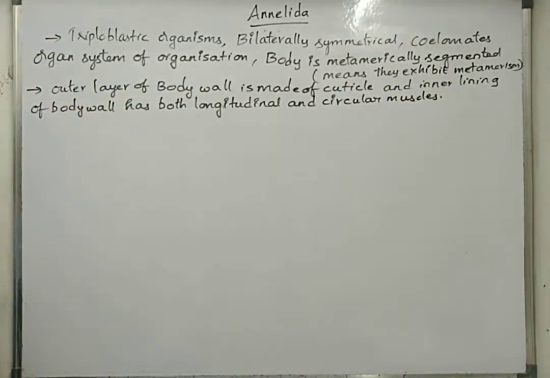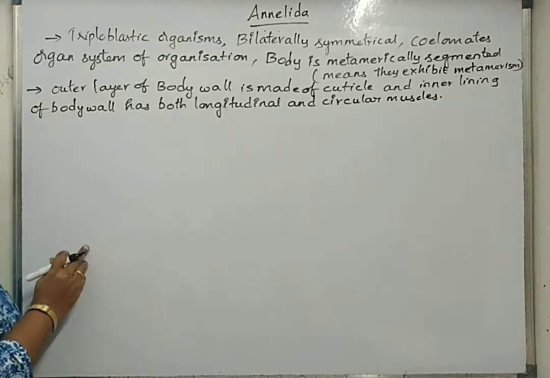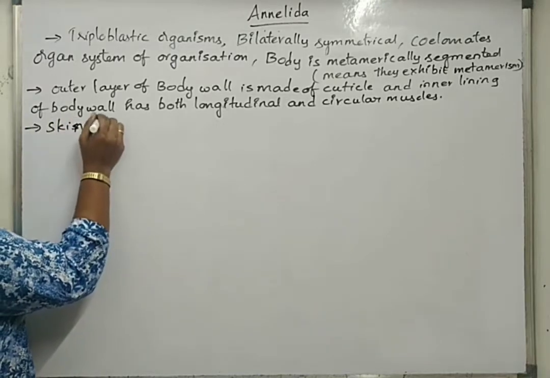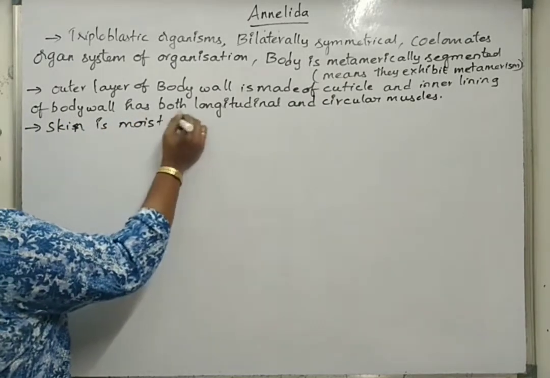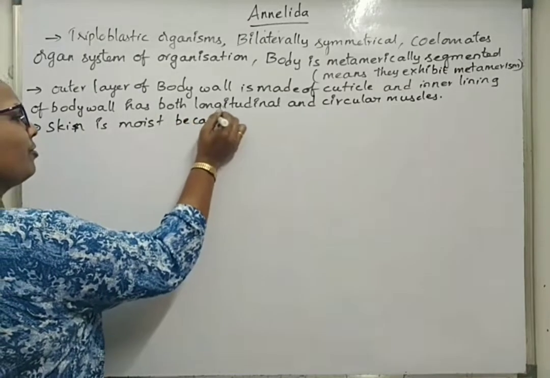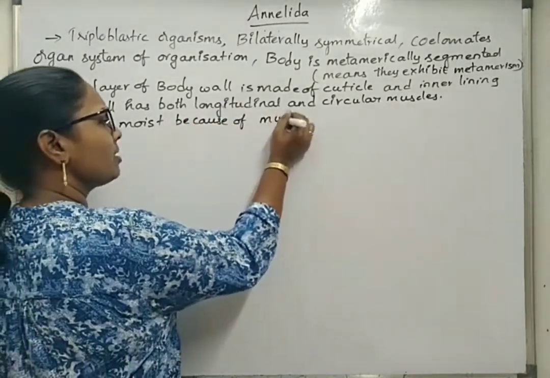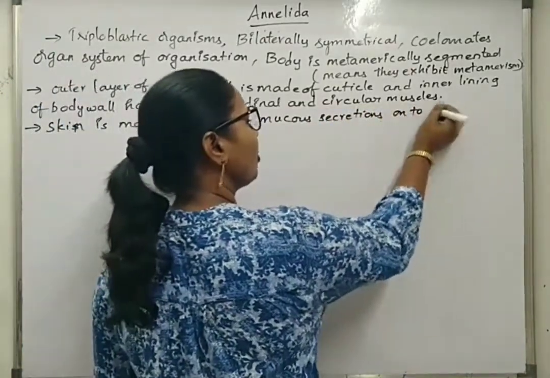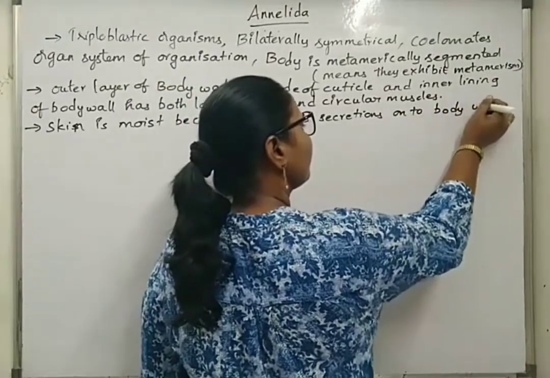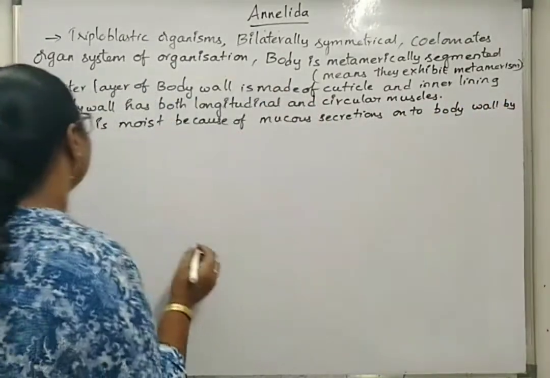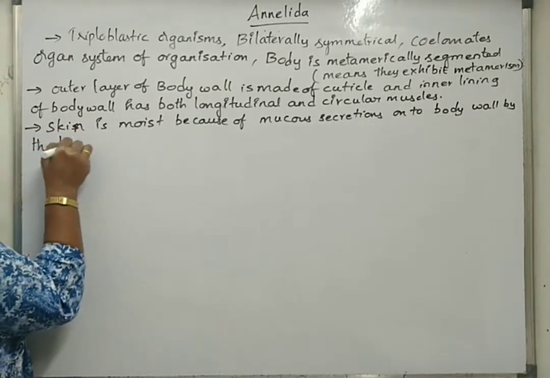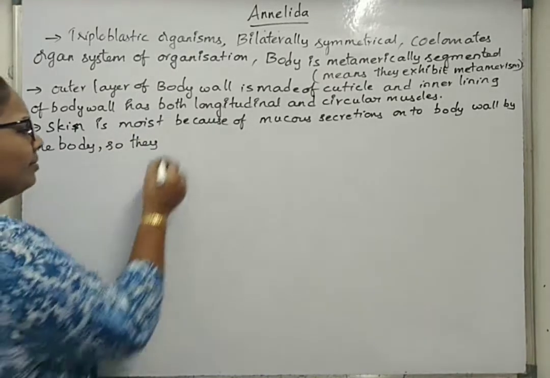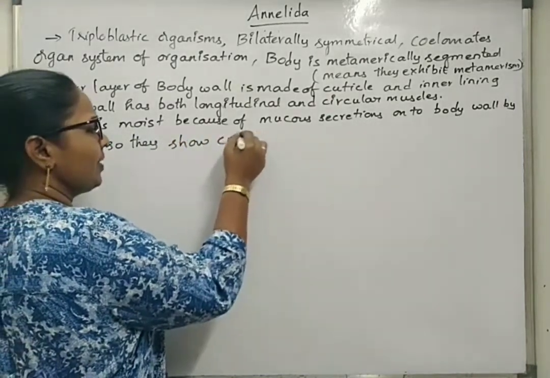Their respiration is with the help of skin, so it is called cutaneous respiration. The skin is moist because of mucus secretions onto the body wall by the body. So annelids show cutaneous respiration.